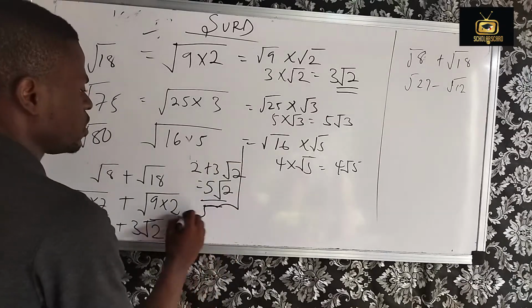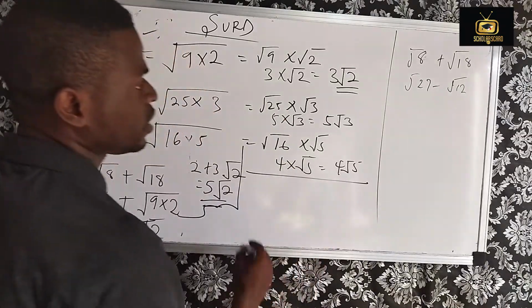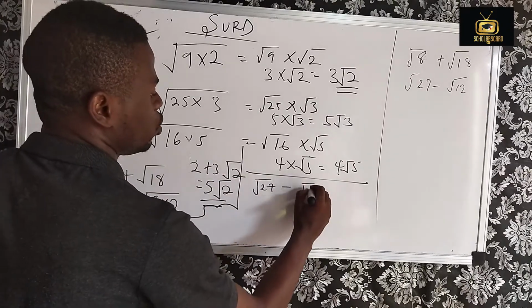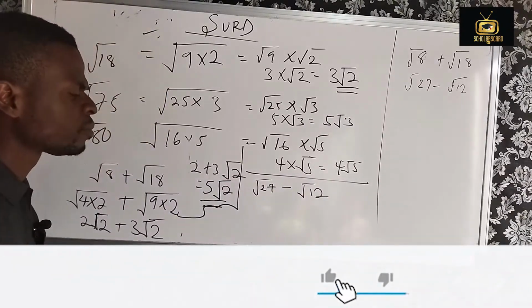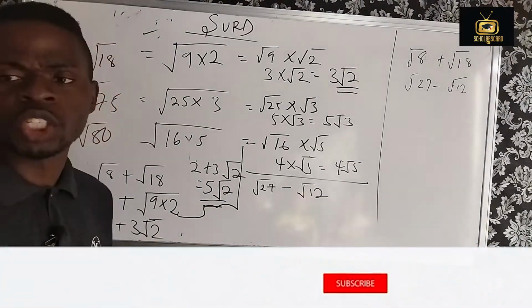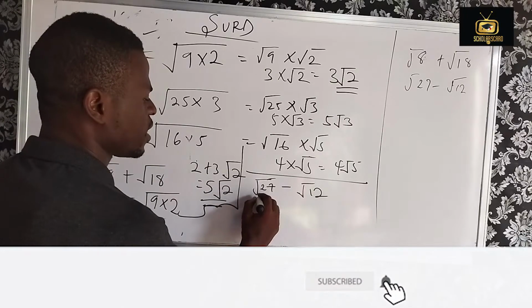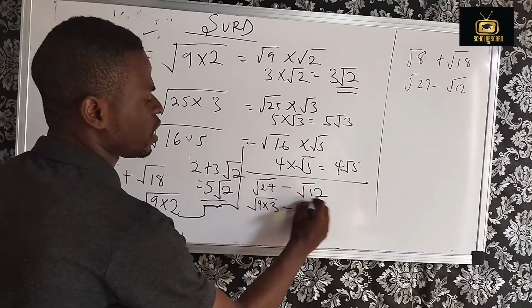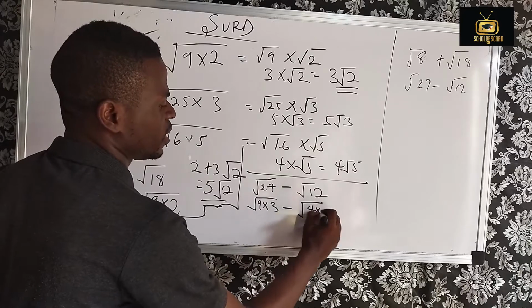Then we have another question here again, which is root 27 minus root 12. Now in this place, like I said, we express it as a product of two numbers. Please take note of that. So we have 9 times 3 gives us 27. This one we go as 4 times 3 gives us 12.